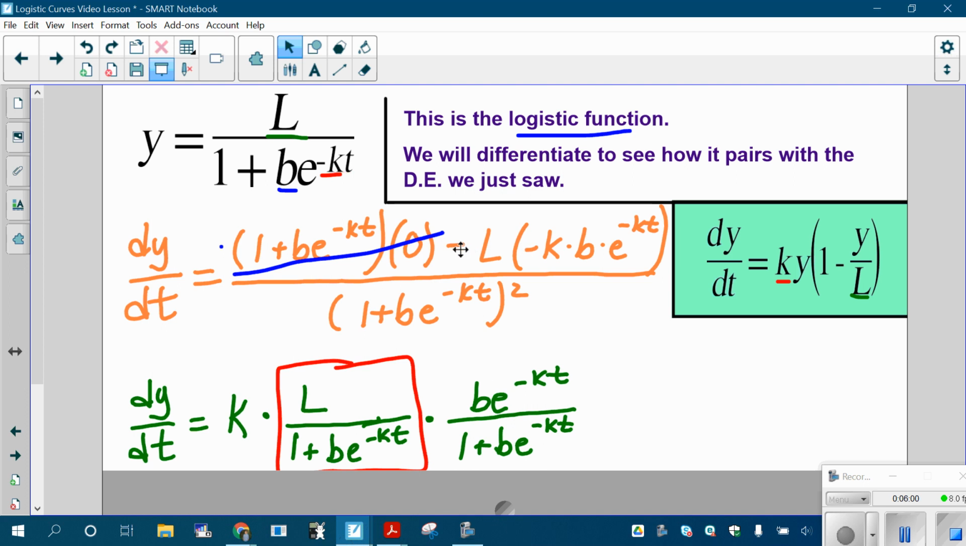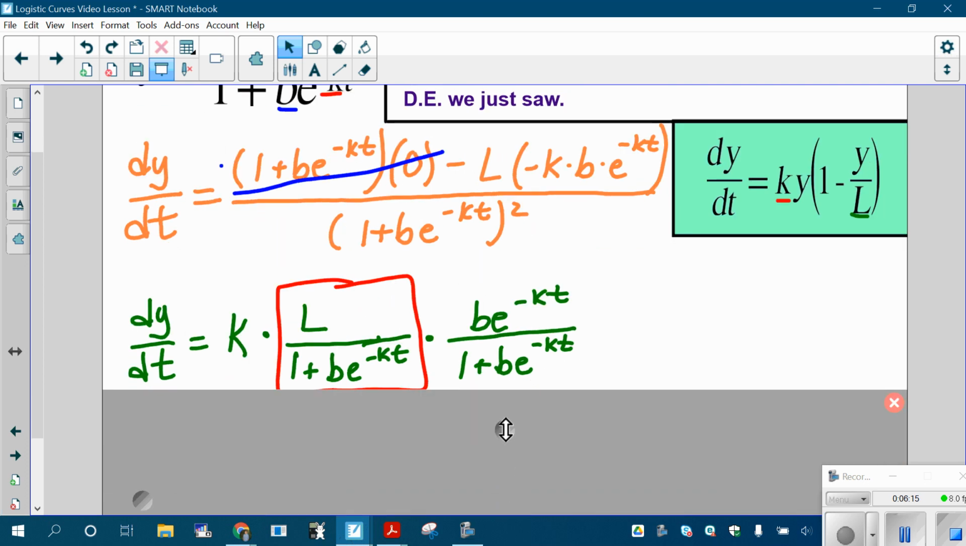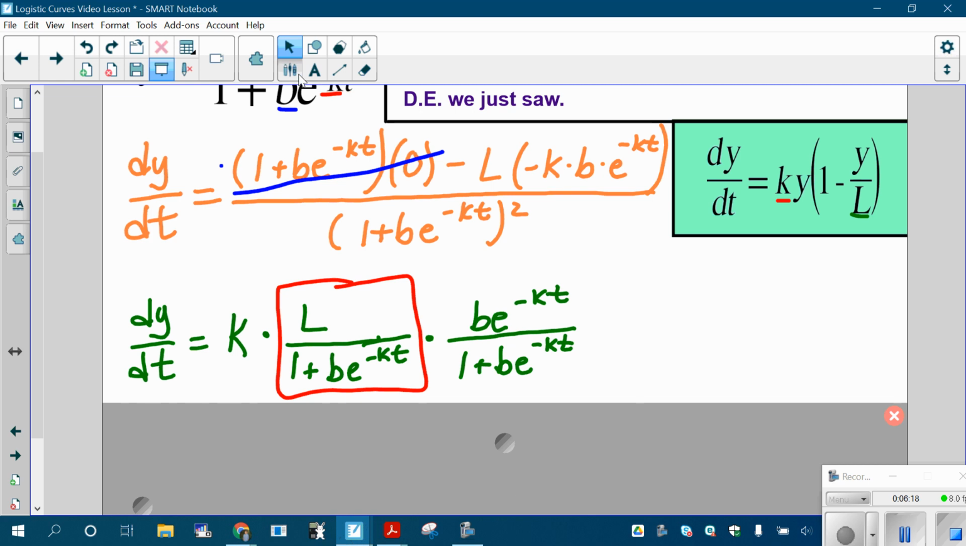How? Those two negatives cancel. I'm going to pull the k out, it's just a constant. And I'm going to split up this 1 plus be to the negative kt squared, and I'm going to split up the L and the be to the negative kt. Why? Because I want this to simplify a certain way.